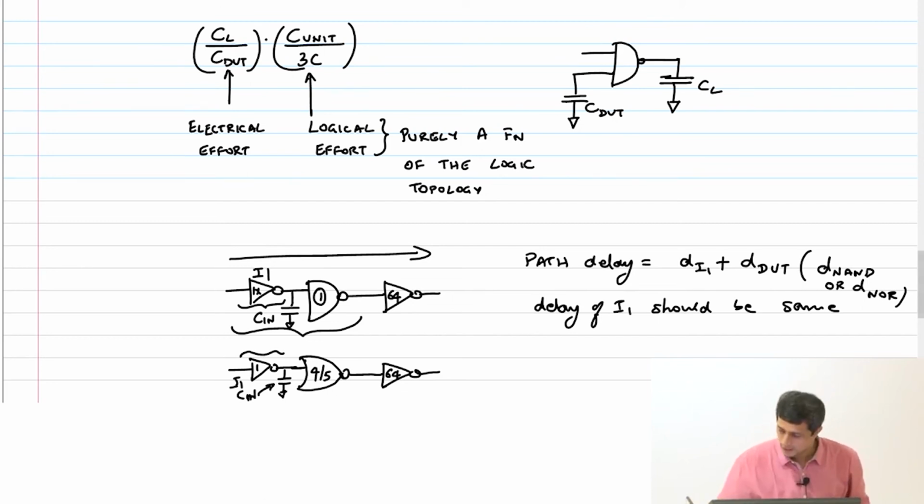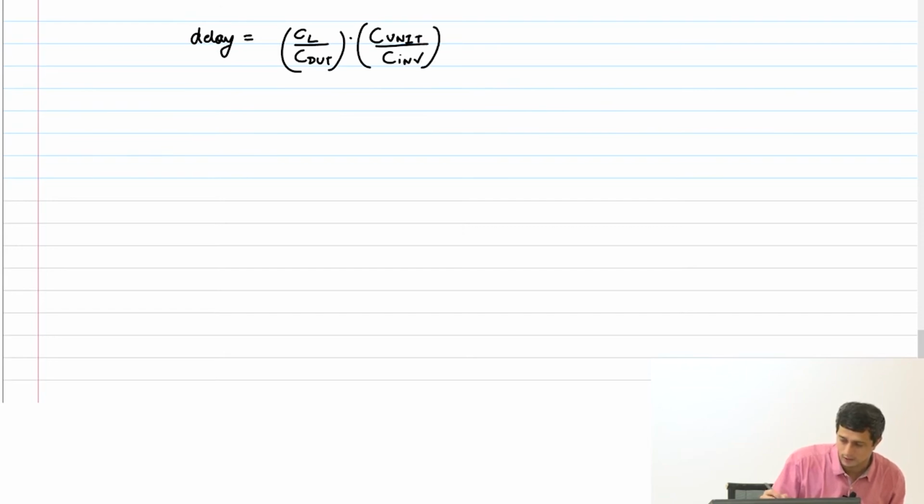Right? So if you look at in, out here, I can write down the delay in both paths. Let me do that actually. So we said delay was C_L by C_DUT into C_unit by C_inverter, plus some parasitic delay.